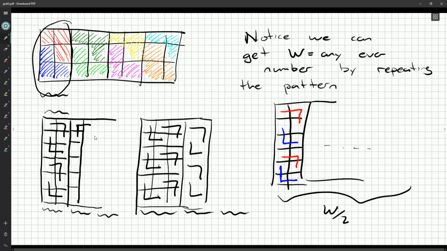W over 2, because if W is even, we just need to repeat that W over 2 times. And maybe write out an example of it working for W is 2, W is 4, but I would say the pattern is clear. Now, we could also do the multiples of 3, but we can also do things like 3 plus 5. So we can do 3, we could do 5.